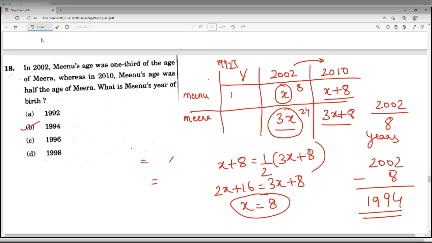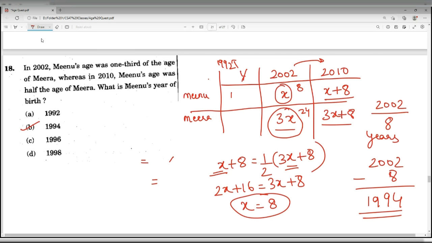And then according to the statement here, Meenu's age in 2010 was half of the age of Meera. Meera's age in 2010 was 3x plus 8. Half of this is Meenu's age. So this is Meera's age and this is Meenu's age. And you multiply this, it becomes 2x plus 16 is equal to 3x plus 8. And x becomes 8. So in 2002, Meenu's age would be 8 and Meera's age would be 24.